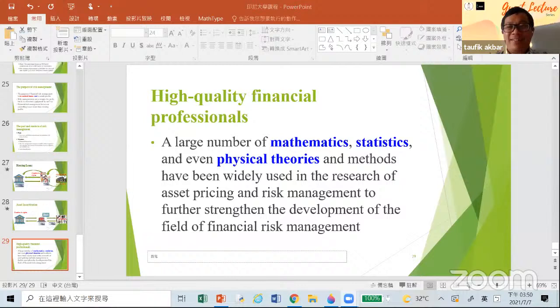Okay, maybe one important part of risk management is hedging. We know that the professor already explained the instruments of hedging. We have so many instruments here.